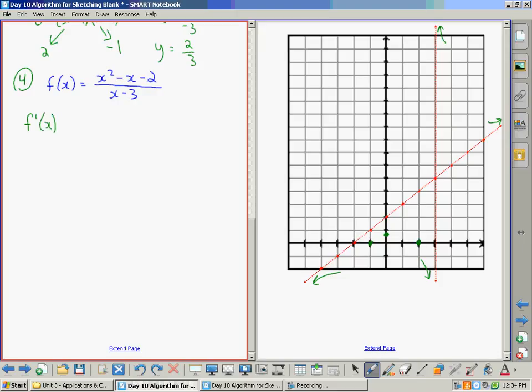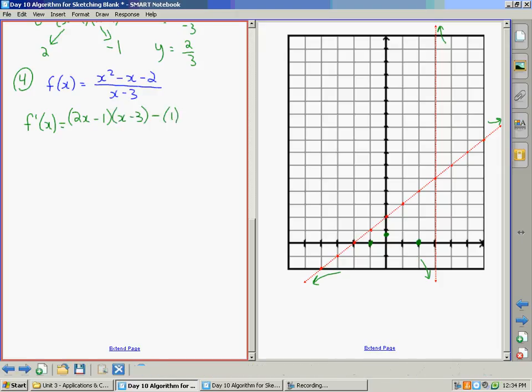So obviously, differentiation here is going to be a little bit more complicated than the ones we did yesterday. We'll have to use the quotient rule here. So the derivative of the top times the bottom minus the derivative of the bottom times the top, all over the bottom squared. So the derivative of the top is 2x minus 1 times the bottom, which is just x minus 3, minus the derivative of the bottom, which is just 1, and I'll write the 1 there even though it's not very exciting, times the top, x squared minus x minus 2, all over the bottom squared.